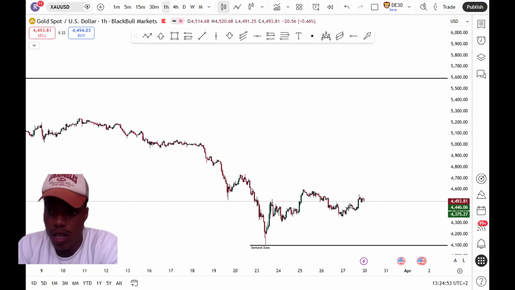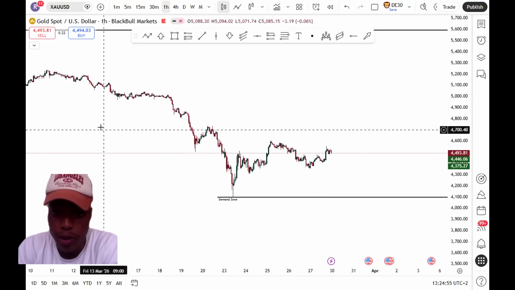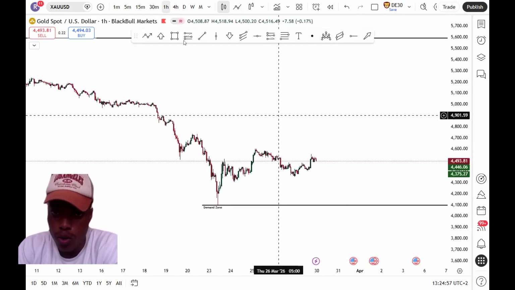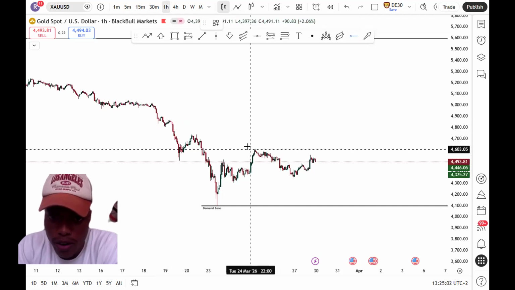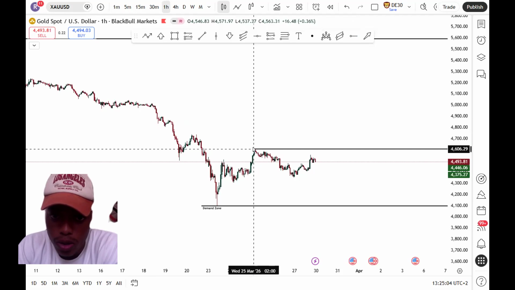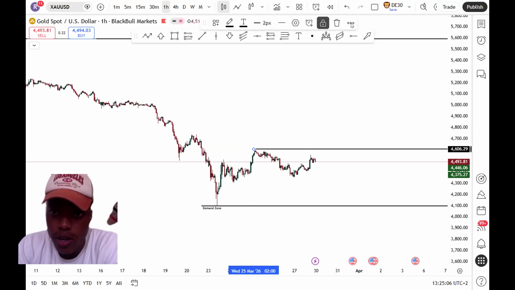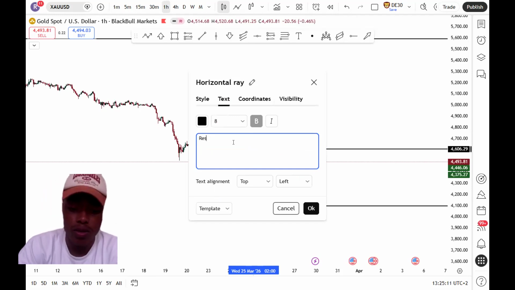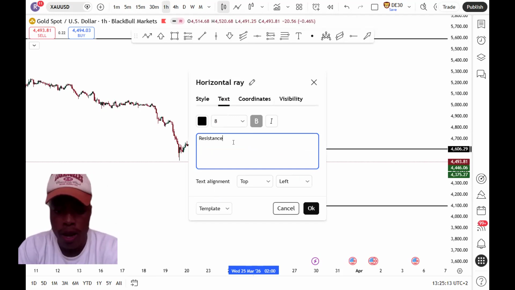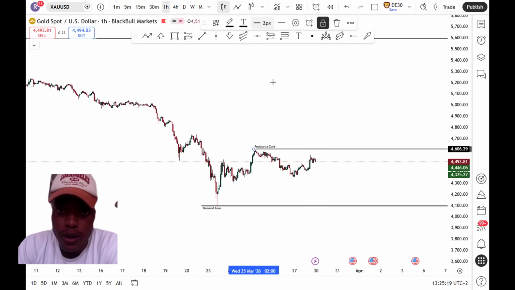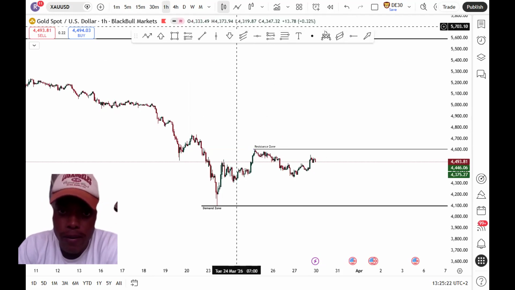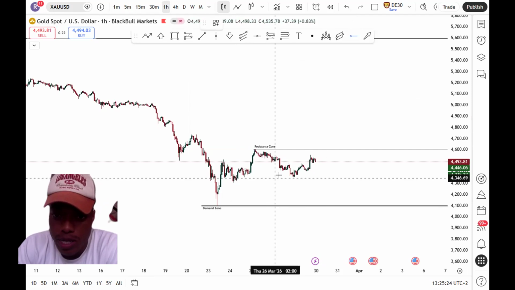Okay, now it's more precise. I can see what's actually happening in my current price. What I like to do is draw my resistance zone. I know that this was the current high that happened in gold, so I just name it resistance zone. That's the top. Let me just make it 1 px, okay? And then also draw my supports.